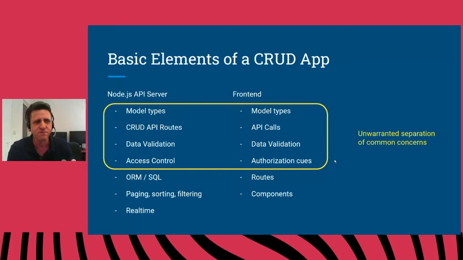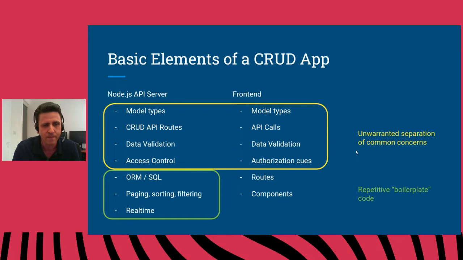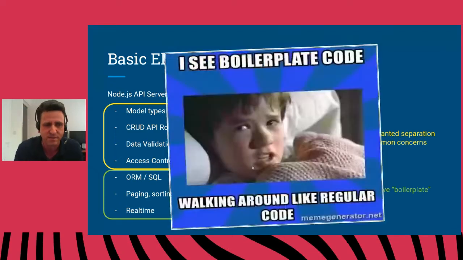So these are kind of reflecting one another. Same goes for data validation and access control. And on the back end, we see a lot of repetitive and boilerplate code. We were talking about that. Writing those same API routes, basically doing the same for one business entity or database table or another, and then you have your ORM or SQL calls, paging, sorting, and filtering. All of these tend to repeat.